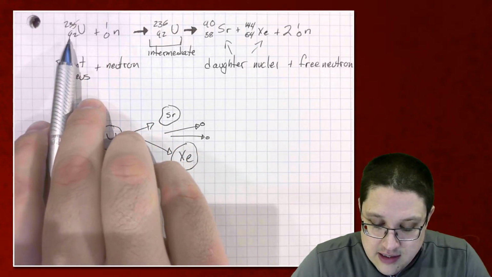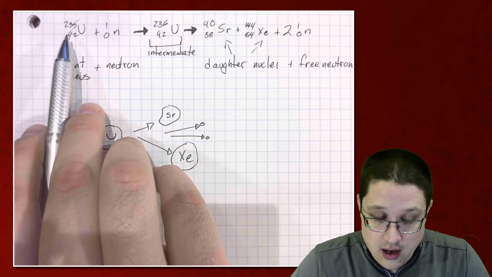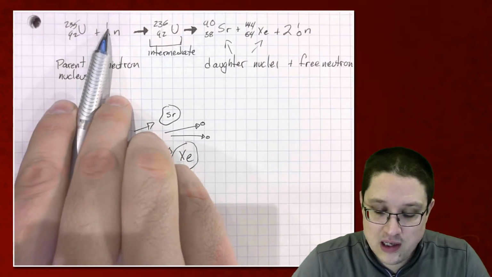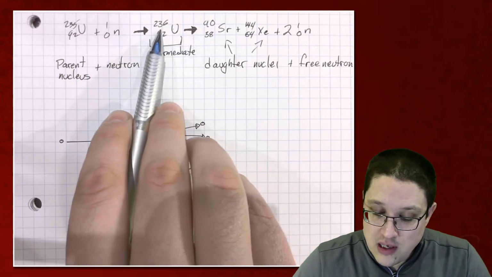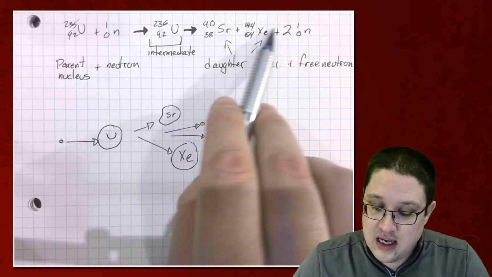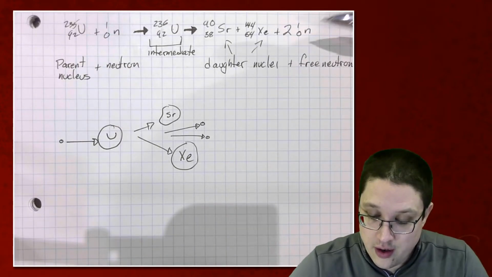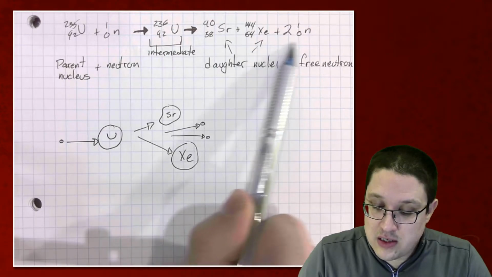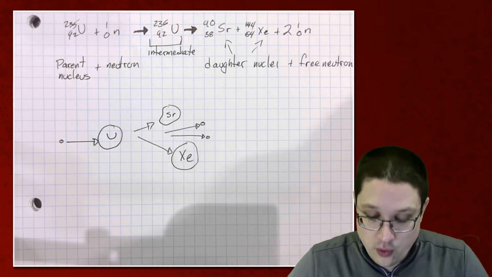In this case, I have 235 nucleons in the uranium plus 1 neutron. I must end up with 236 nucleons total here. Notice there are 2 neutrons. Same thing, charge must also be conserved for this.